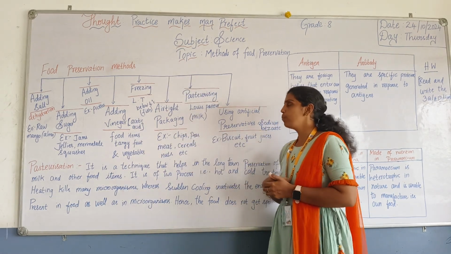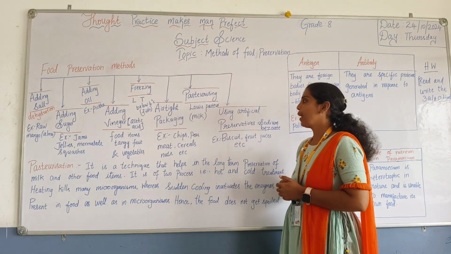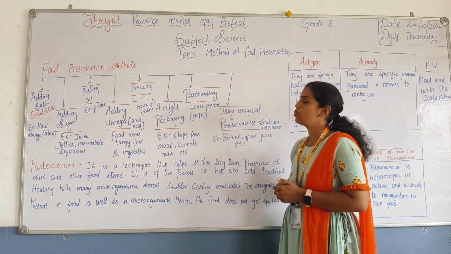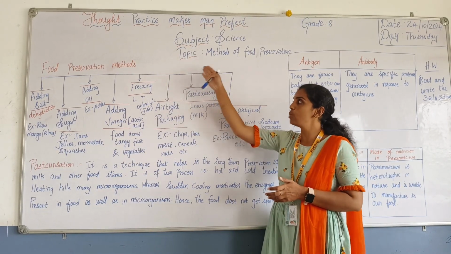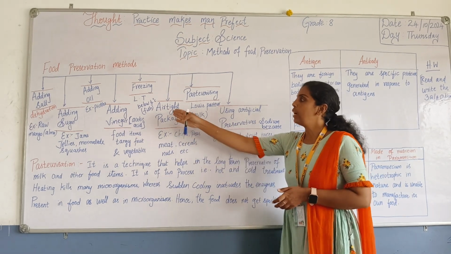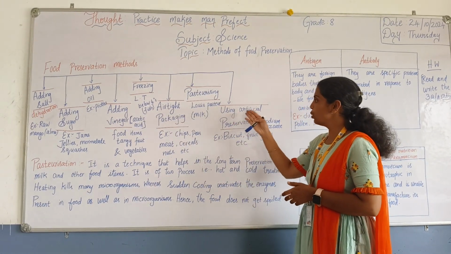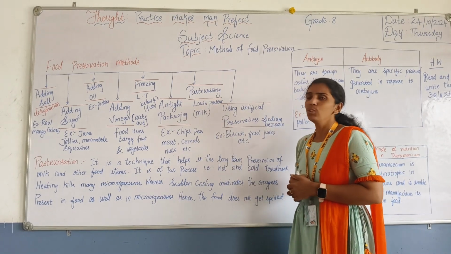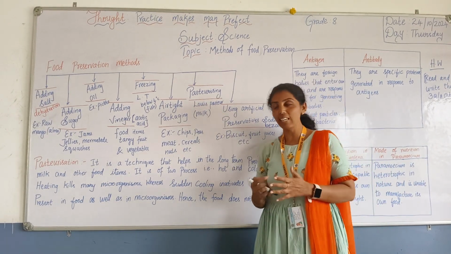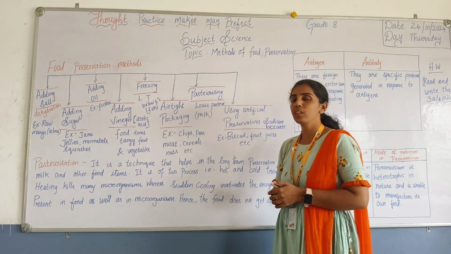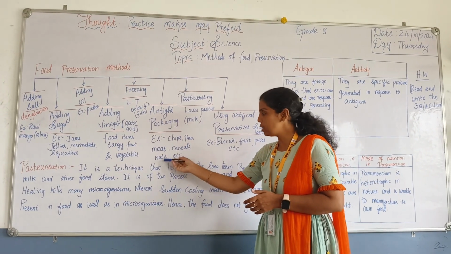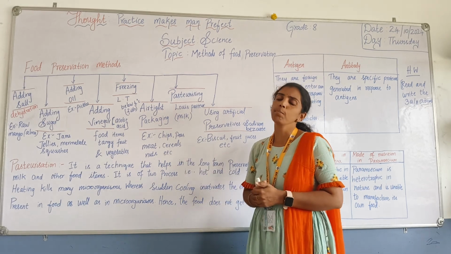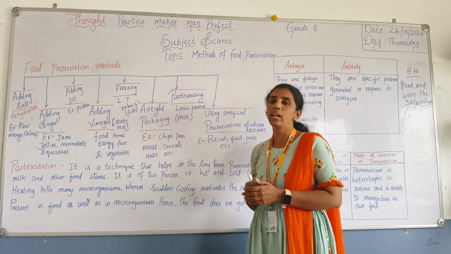And next, coming to industrial packaging, the industrial use of artificial preservatives. What are the methods used in the industrial process? Airtight packaging and the use of artificial preservatives. What do you mean by airtight packaging? You all see that chips, meat, nuts, cereals, peas, and many other things are sold in airtight packing.